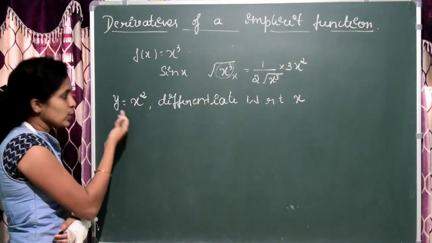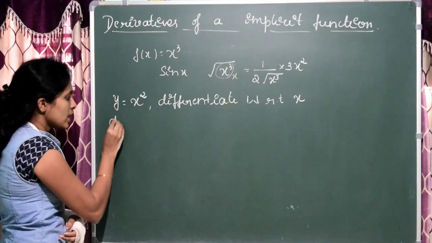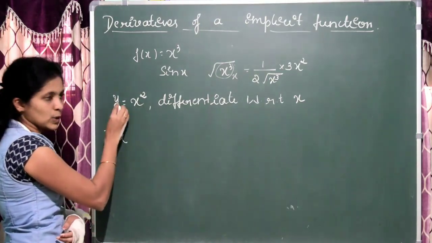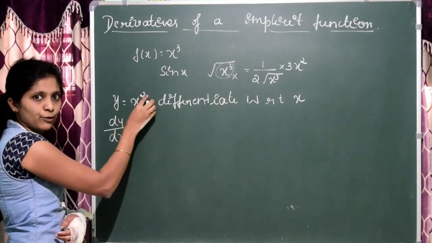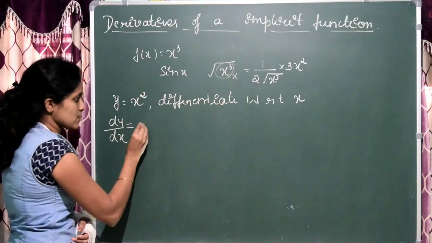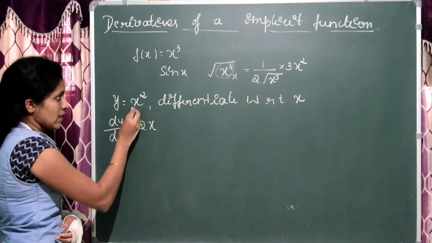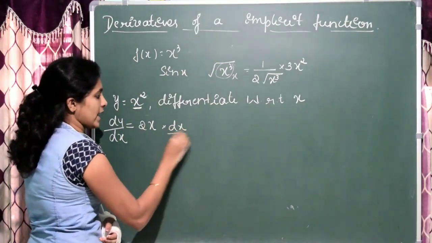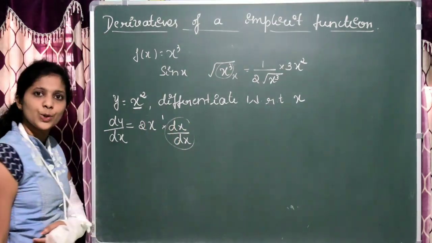What you have to do? You have to differentiate this one. So derivative of this with respect to x will be dy by dx. Is it clear? You are differentiating the function with respect to x. So this will be dy by dx equal to derivative of x square, differentiating with respect to x, that will be 2x. Then derivative of x you have to find. It will be equal to dx by dx. Usually we will not write this, directly we will write this is equal to 1.